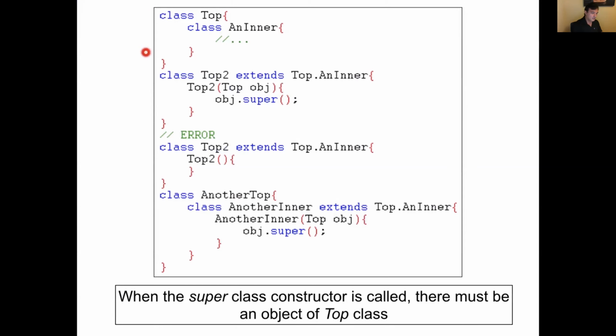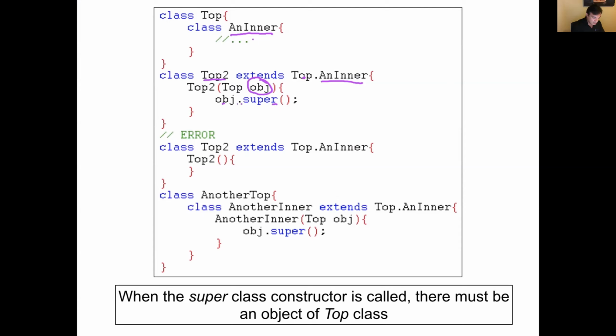So I have class top, which has an inner class. This time top2 extends this guy. How do I do that? Top2 extends top.inner, okay? And then the top2 constructor is going to make a call to the superclass constructor. What is the superclass of top2? An inner, right? So I need to make a call to the inner constructor. In order to call this constructor, if I put the super keyword, it's not going to work. I have to have an object of the top level class first. Then I can say obj.super.